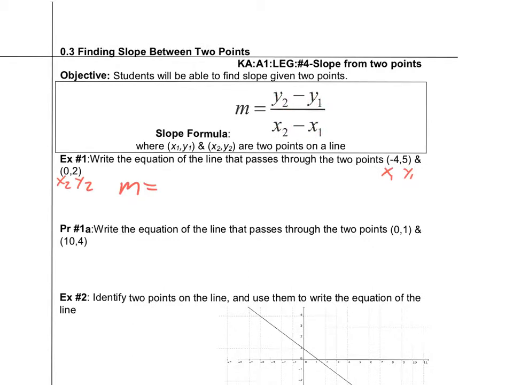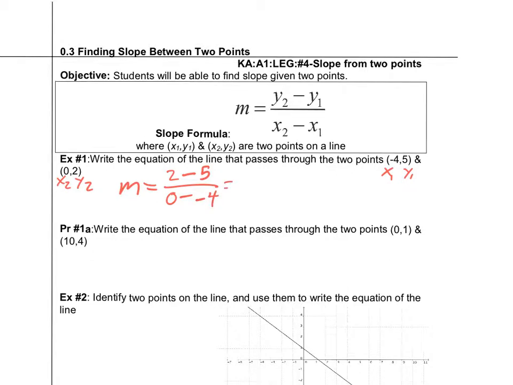So, y2, what was y2? It was 2. Then we're going to do minus, what was y1? It was 5. Then down here goes x2, which was 0, minus x1. Now this is where people tend to make a mistake. Notice that x1 is -4, and we already have a minus here. That's okay, we're just going to put -4.